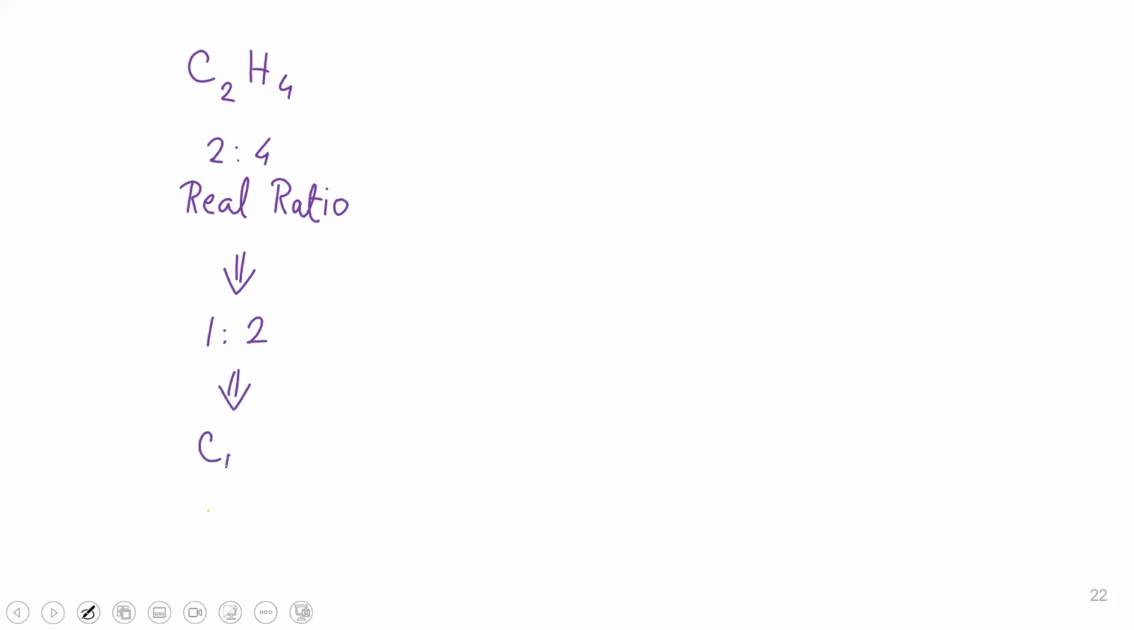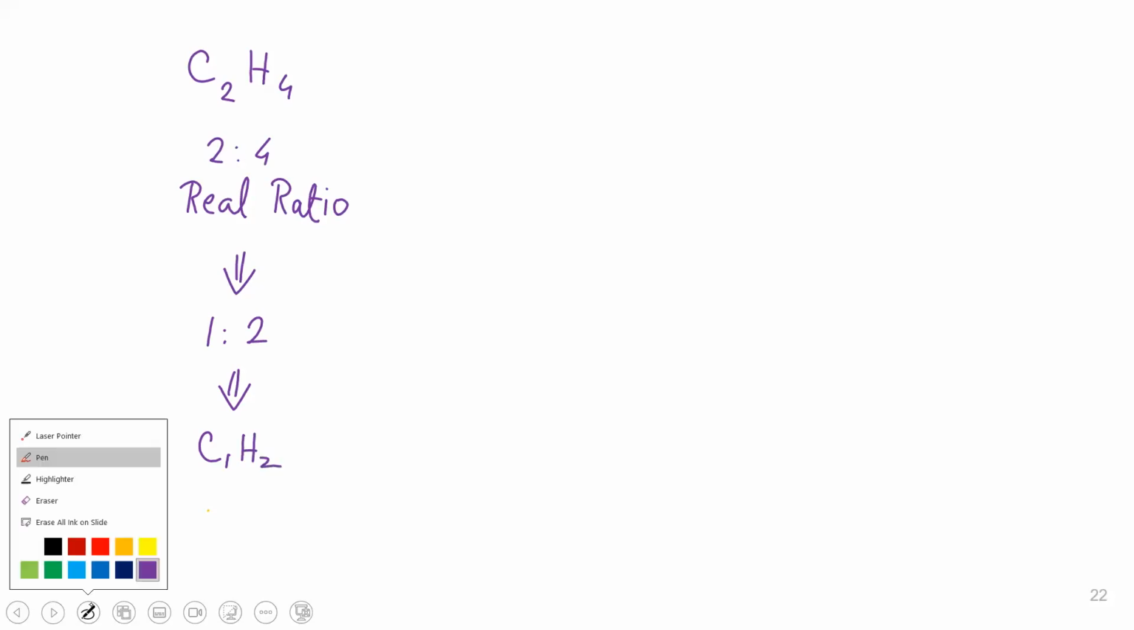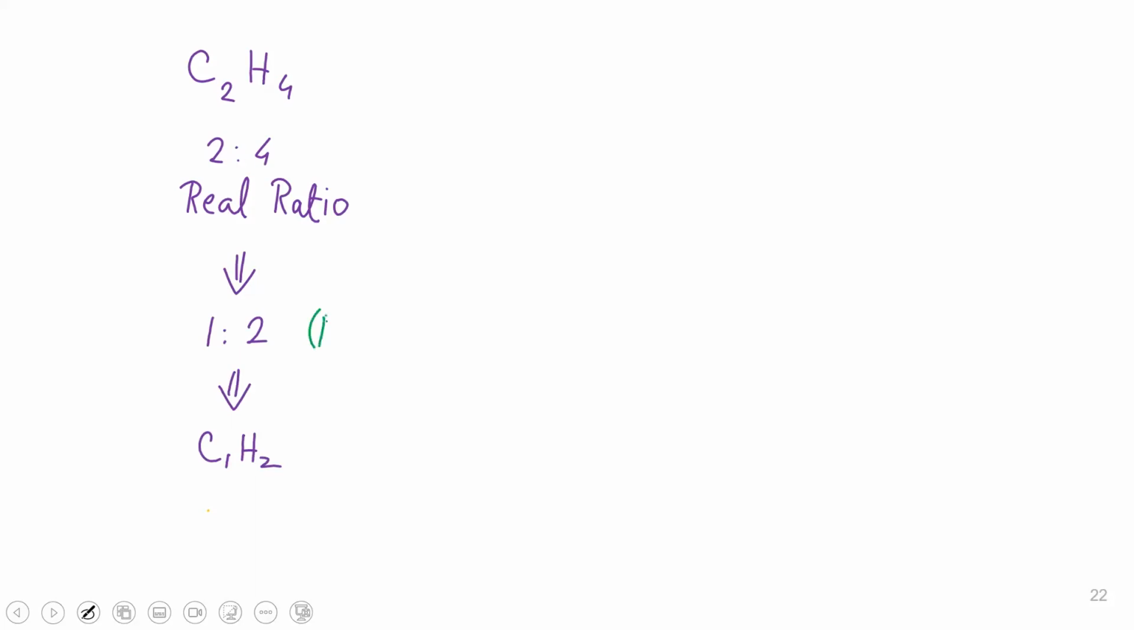So I start from my memory. For example, I say C2H4. 2:4 is the real ratio. Real ratio means that this compound has 2 atoms of carbon and 4 atoms of hydrogen. If I simplify this 2:4, it will become 1:2. The compound will become C1H2. Now, 1:2 is only a mathematical ratio.